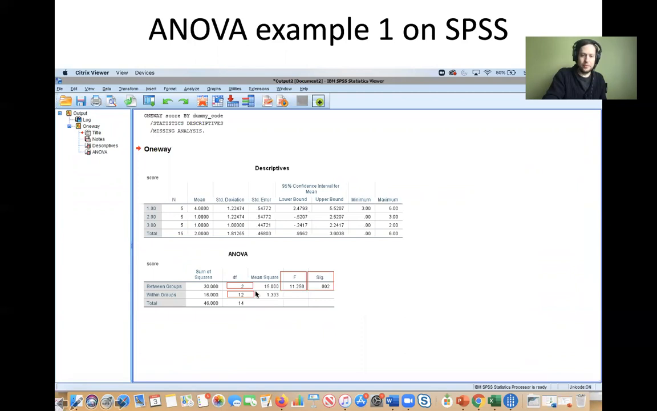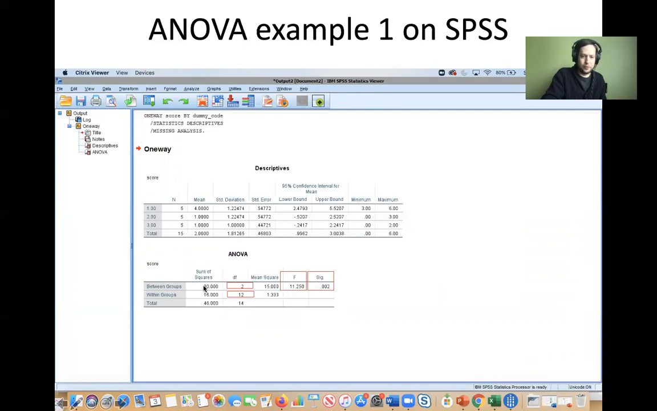I put red squares around the stuff that you really care about for APA formatting. So here's the F value is equal to 11 points. This is for example 1. Please note that the F value that SPSS gives you is the exact same as the F value that I calculated by hand and I showed you the answer to, 11.25.